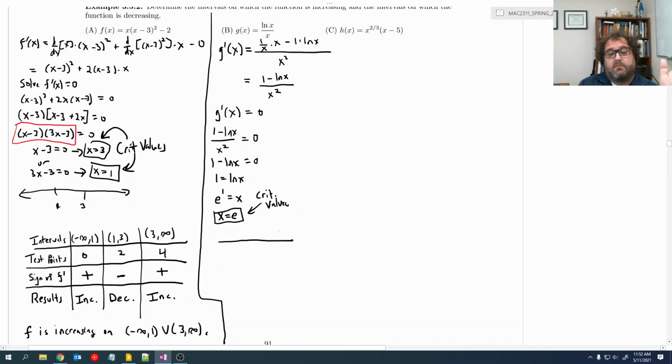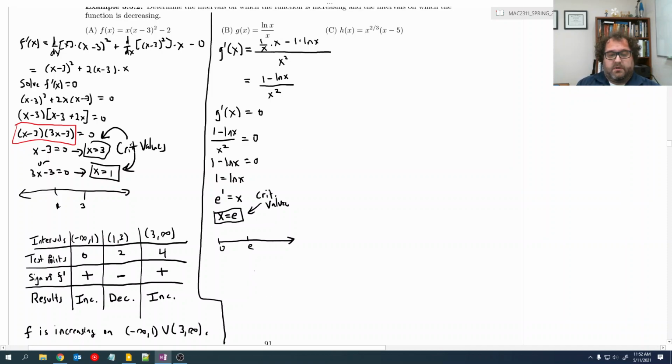Okay, so you're thinking about your number line. Our number line starts at 0, and then we have our critical value e. Then, of course, it goes to infinity. Okay, but we only are considering positive numbers because that's our domain of the function.